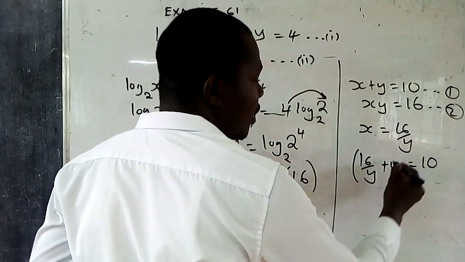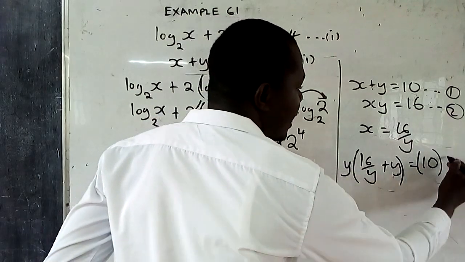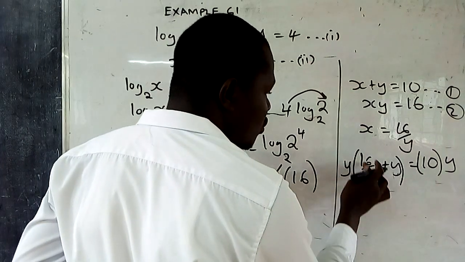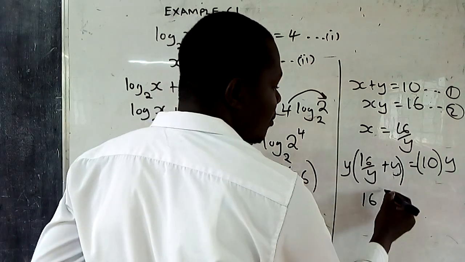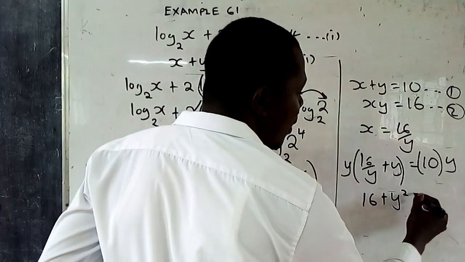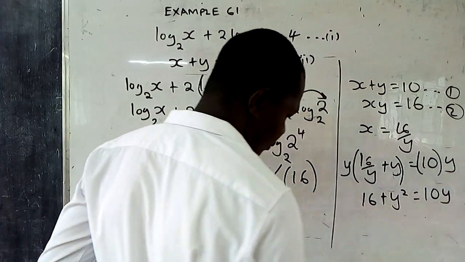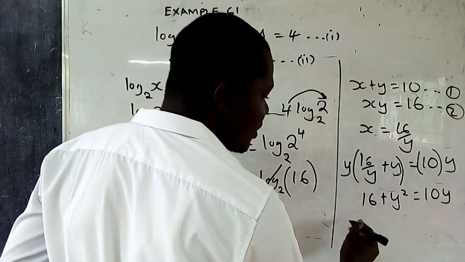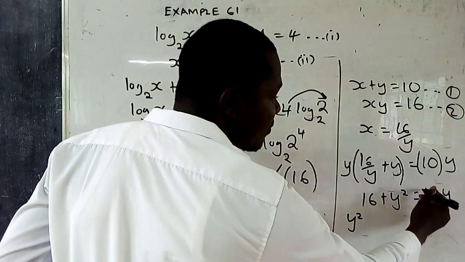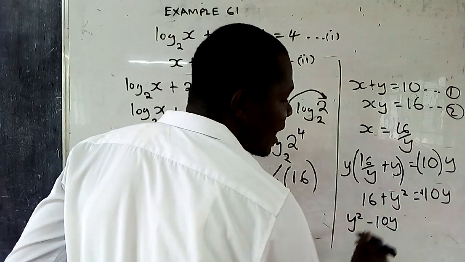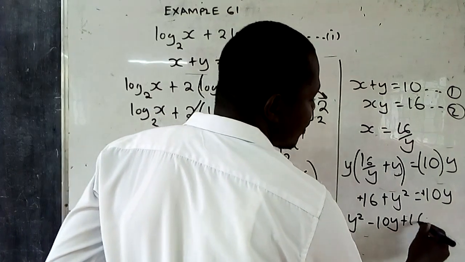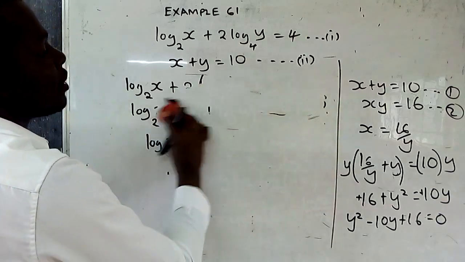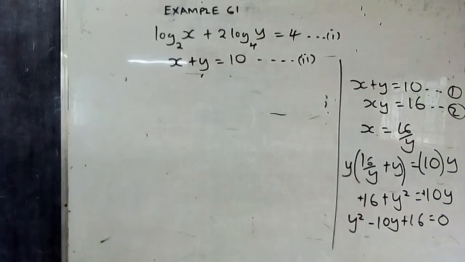To solve this, you multiply both sides of the equation by y to get rid of the denominator. So y times 16 over y cancels, you remain with 16 plus y squared is equal to 10 times y, which is 10y. If you rearrange it in the form of a quadratic equation, this is y squared, the positive 10y coming to this side becomes minus 10y, then plus 16 is equal to 0. So that is a quadratic equation.